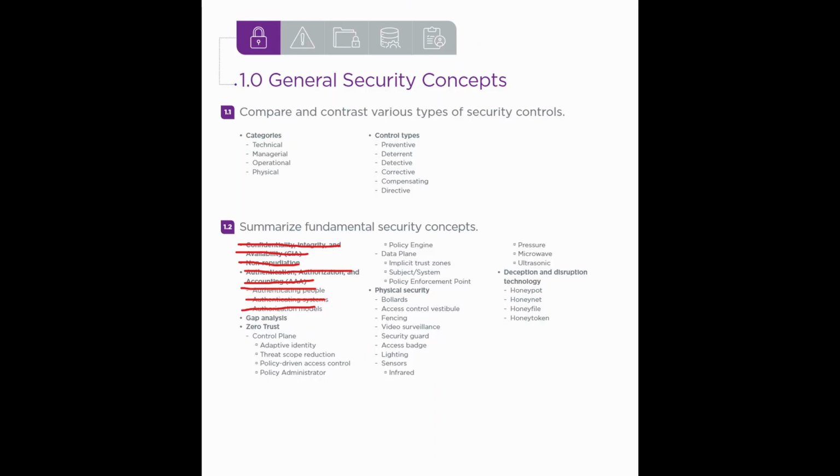In the next video, we'll explore how these principles actually get implemented in the real world through different categories and types of security controls, from firewalls and encryptions to policies and physical barriers. We'll cover objectives 1.1 of the Security Plus exam so you can see exactly how theory becomes practice.